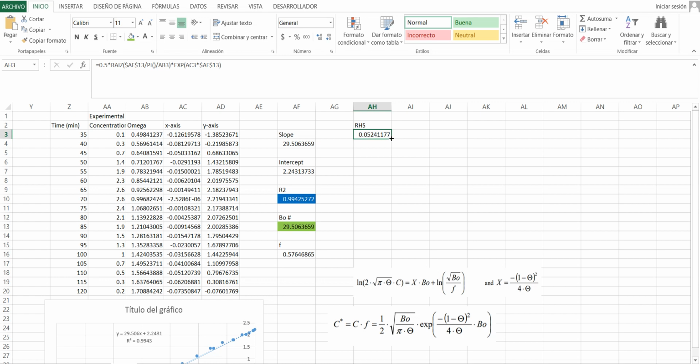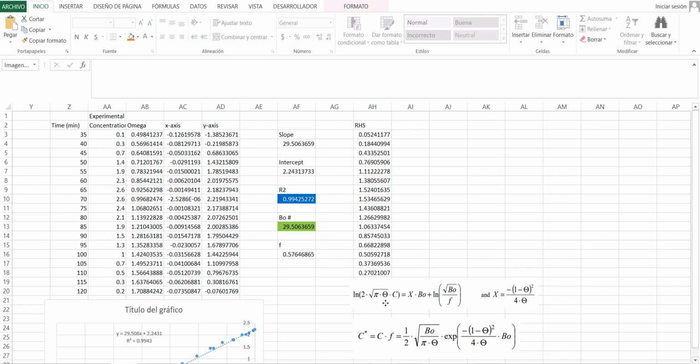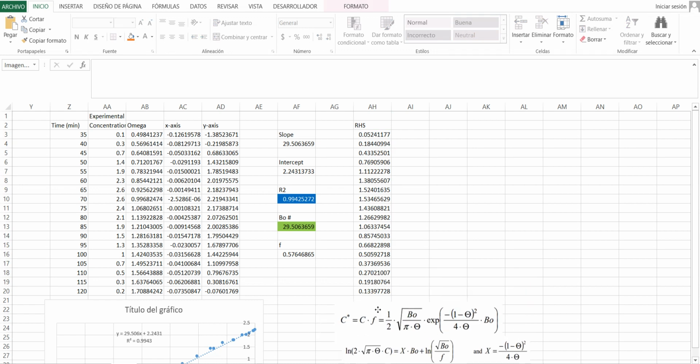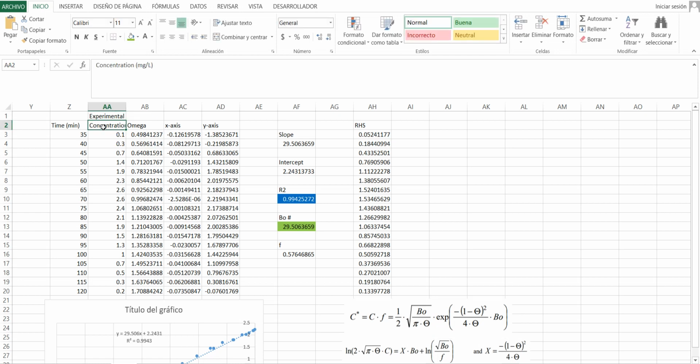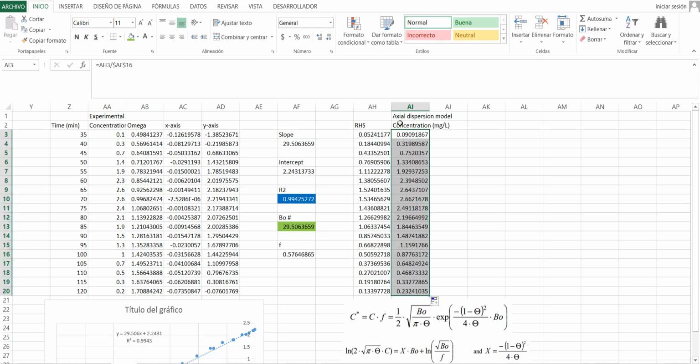Okay, that would be the right-hand side of this equation. And finally, we can calculate the concentration, but this time from the axial dispersion model. And what is that? It would be this right-hand side divided by this f coefficient that we calculated before. Right-hand side divided by this f coefficient. And now we have our concentration that is predicted by the axial dispersion model.